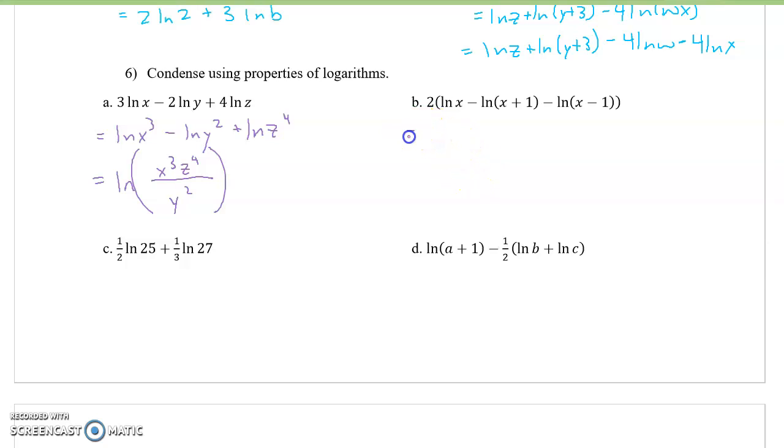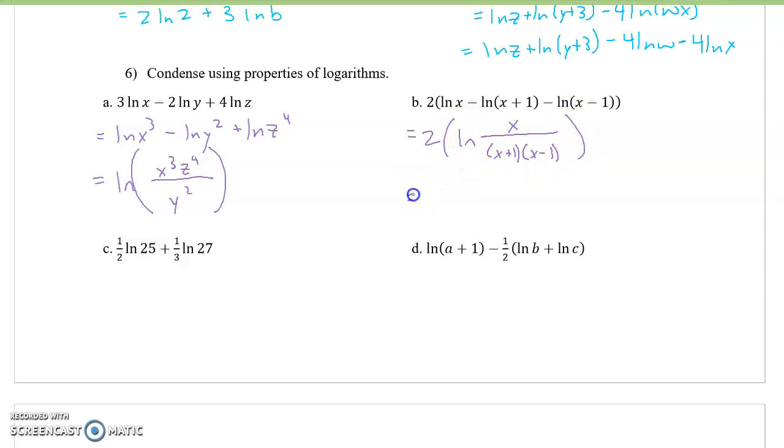All right, here we've got parentheses. Maybe I'll hold off on that 2 for now, and I'll just condense what's inside. Anything that's in the numerator should be positive, right? So the x is a positive natural log, so that should show up on the top. And then we've got negative natural log and negative natural log, so these two guys are going to show up in the bottom. Again, notice that I'm only writing one natural log. Do not put the natural log on the top and the bottom.